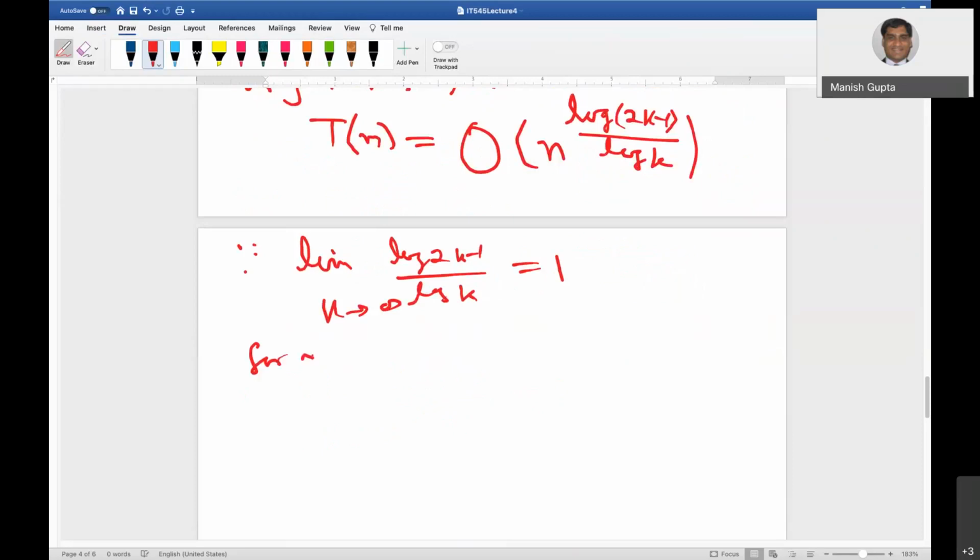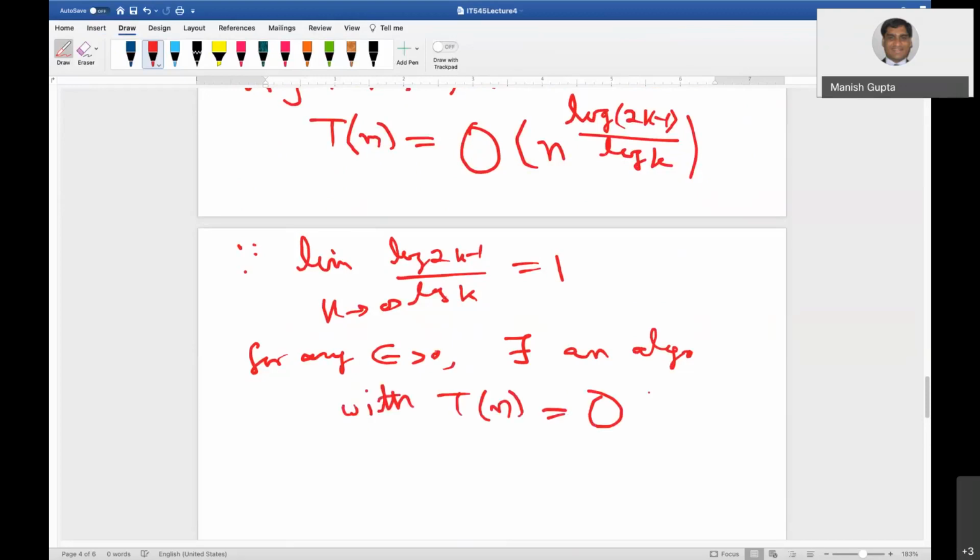for any epsilon positive, there exists an algorithm with T of n as big O of n raised to power 1 plus epsilon.